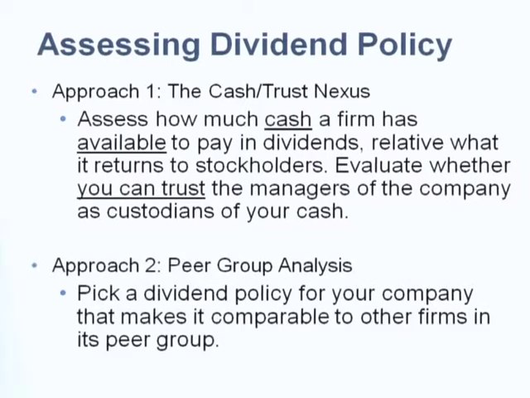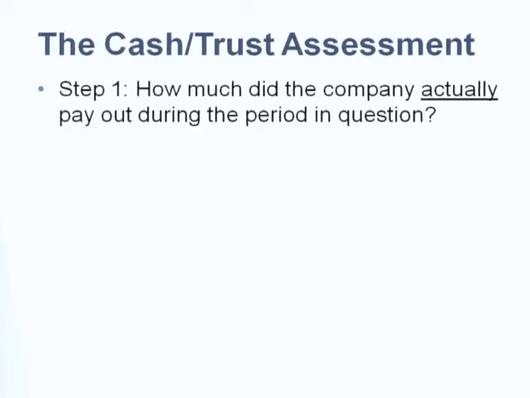And approach number two, peer group analysis. You just look at the industry average of dividend payout, and you set your dividend policy regardless of the peer group or industry average. So we'll talk about approach number one, cash or trust assessments.